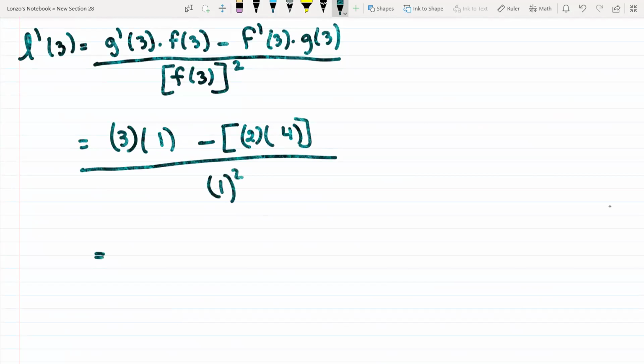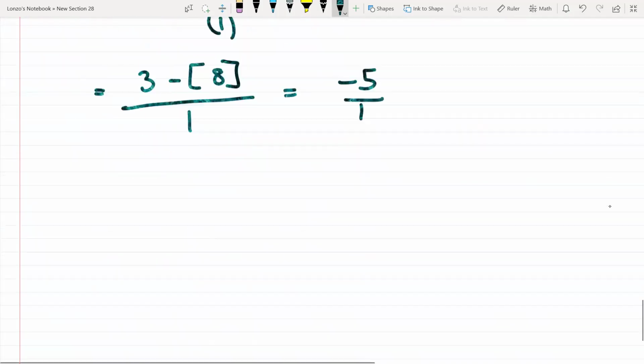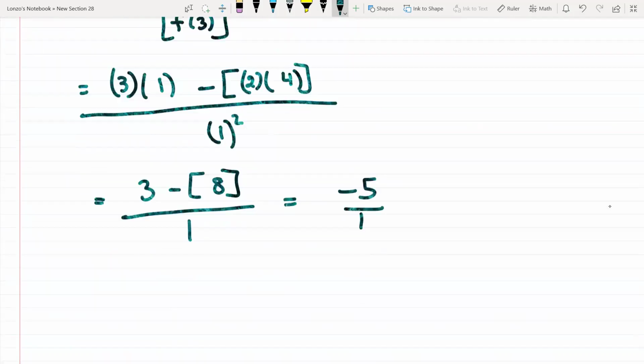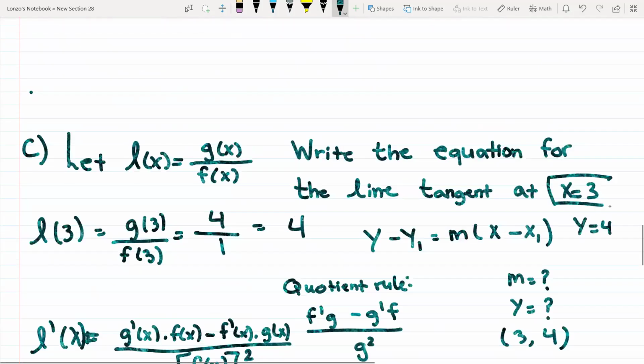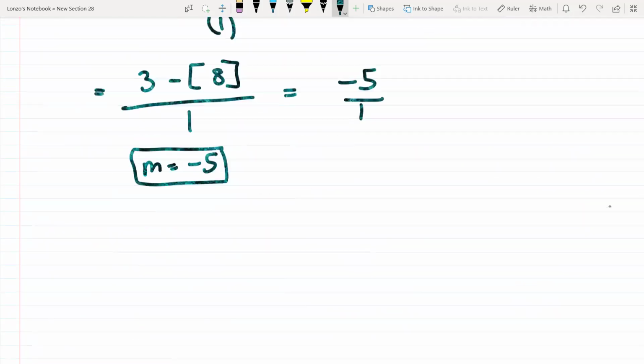So put it all together. 3 times 1 is 3, minus, in brackets, 2 times 4 is 8, over 1 squared is 1. So 3 minus 8 is negative 5 over 1. So my slope, my m, is negative 5. So this is not our answer. I need this to find it, because it says write the equation of the line tangent. So we have everything we need now. We can put it in point slope form.